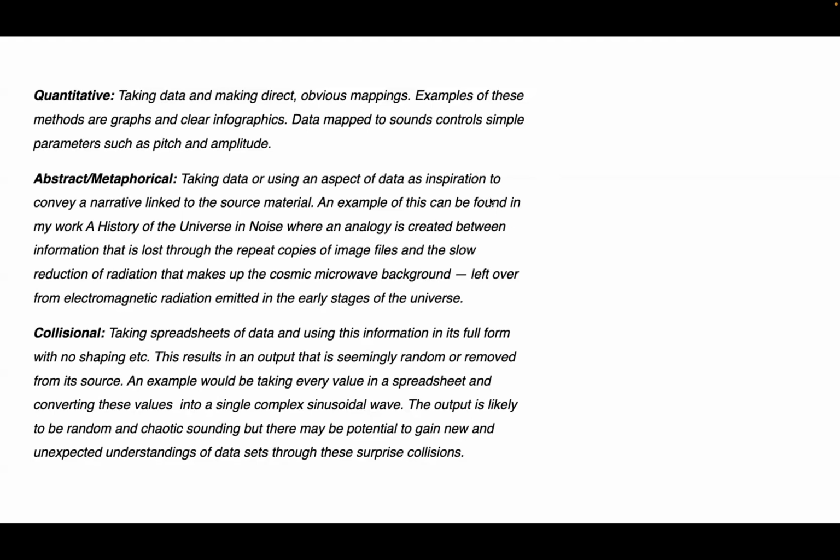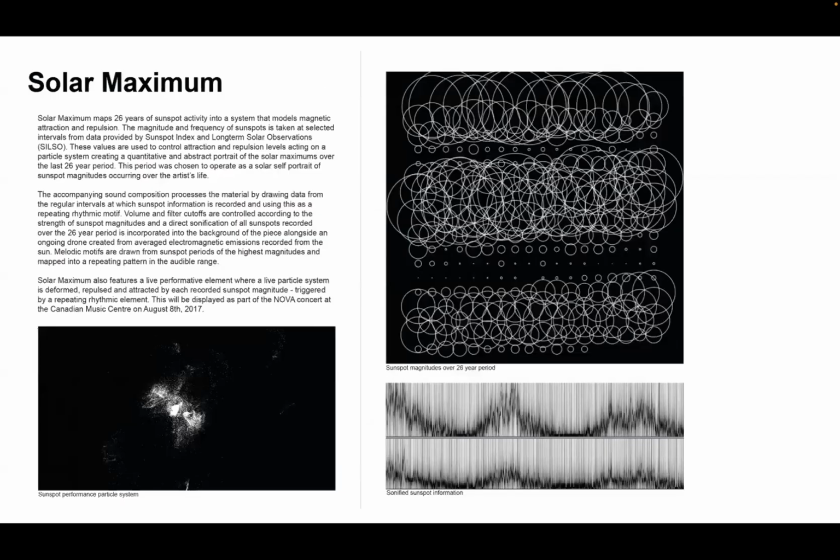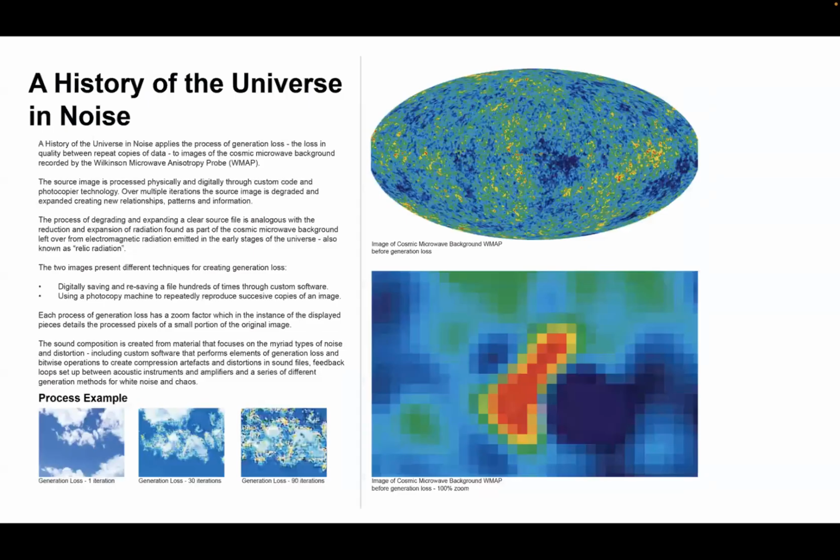And then collisional would be more like the NOVA project. And here are some examples from that first show of how I was working. And this was really, for me, quite early on in terms of thinking and formalizing this stuff. So I worked with sunspots. I guess my interest in the sun was still quite prevalent at that point back in 2015, 16. And this would be the generation loss example where we take something and we see how it degrades over time. And this kind of process can be applied to all sorts of data and information, particularly for sound. It can have a really interesting output.